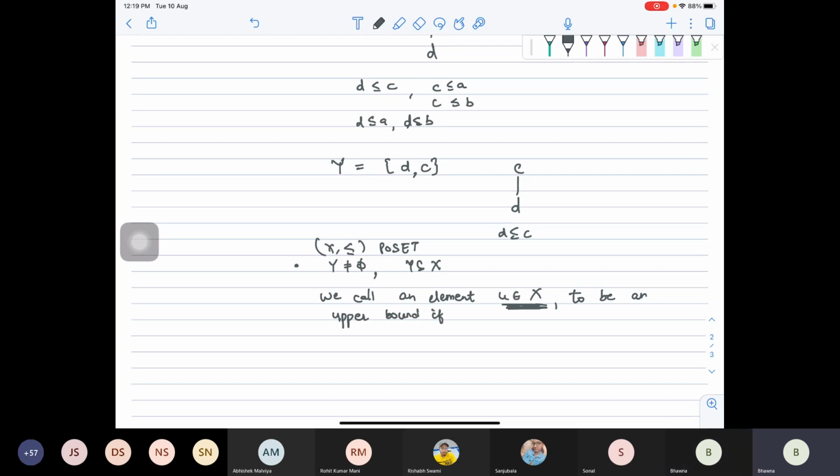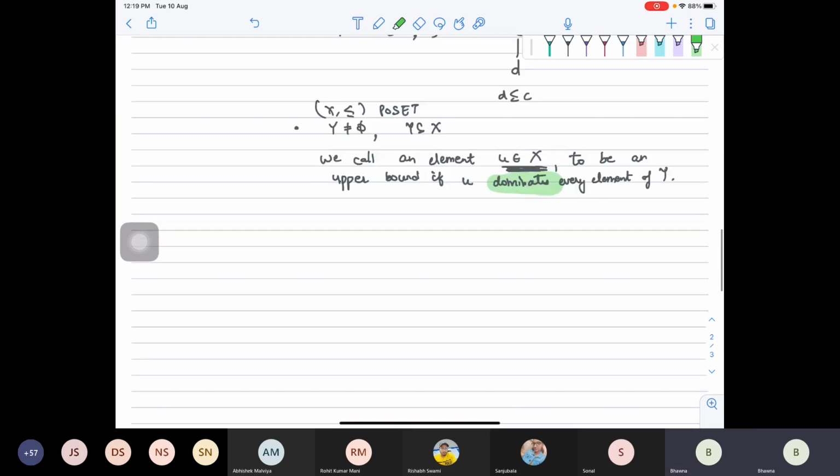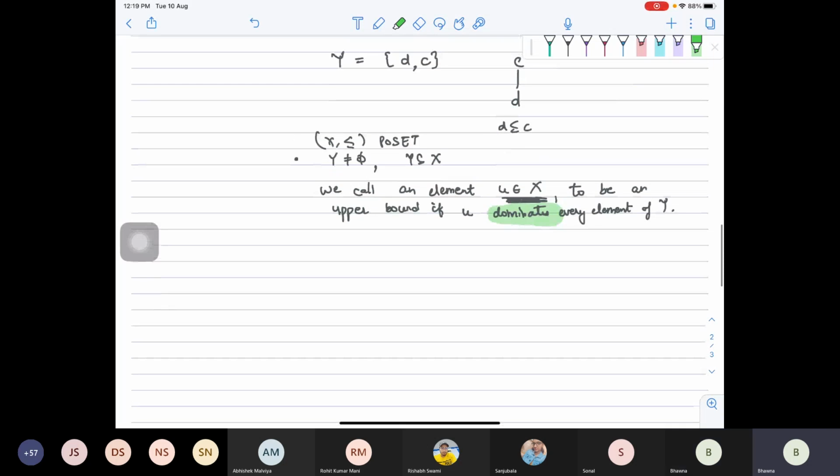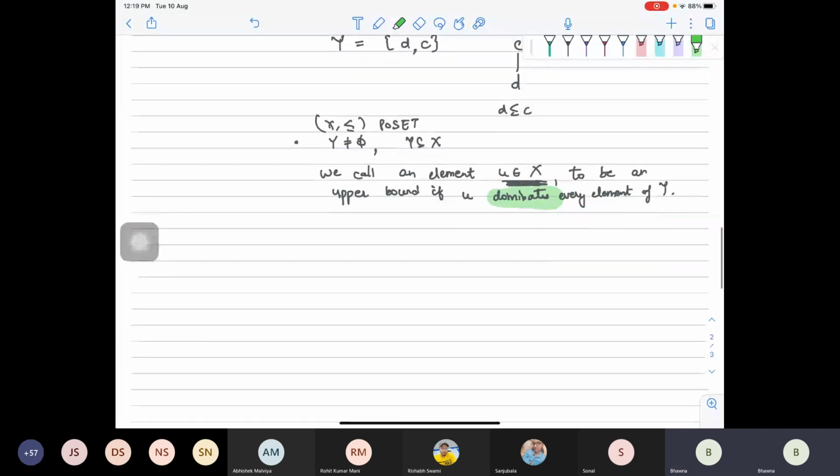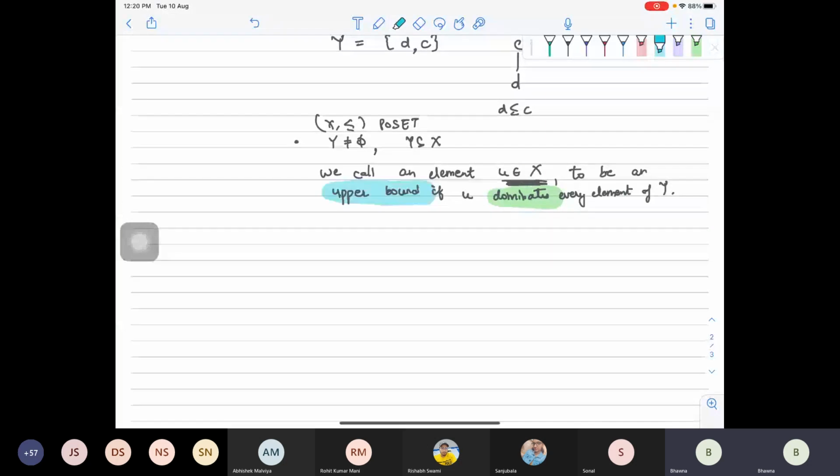if this u dominates every element of Y. See, this "dominates" is the word you need to pay attention to. That means an upper bound is something which wants to dominate everything within the set. So that is why it is called an upper bound.